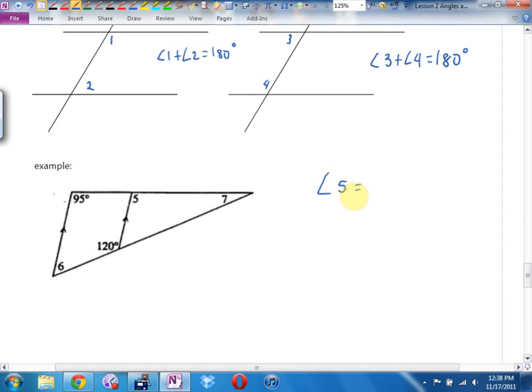Now, you might be tempted to try doing a Z angle, a Z. Is that a proper Z that we're allowed to have? No, because we said the top and bottom have to be parallel, so it's not a Z. I don't think I'm using this 120. I'm staring at this 95. Apparently, that's going to help me find angle 5.